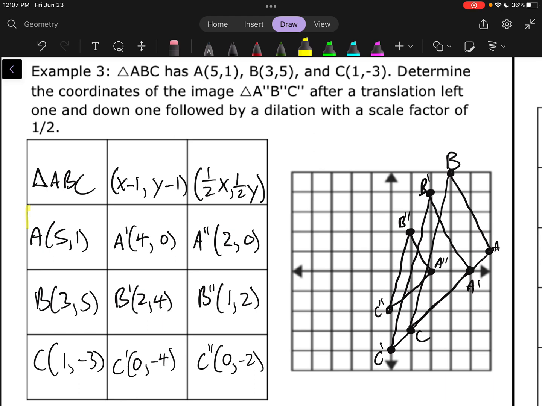So let's color code what we just did. So original shape, this one way out there. That's what we started with. That was the pre-image. We took that and we slid it left one, down one to get this guy. And then we took that and we used that as a pre-image for a dilation with a scale factor of 1/2 to shrink it down to that. Looking pretty good there. Okay, what's next?